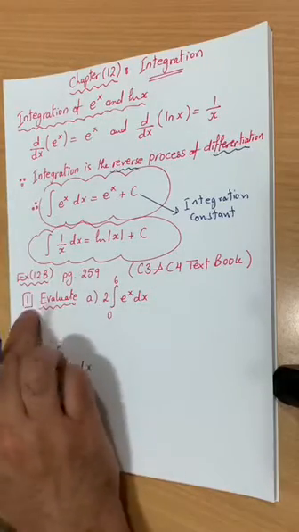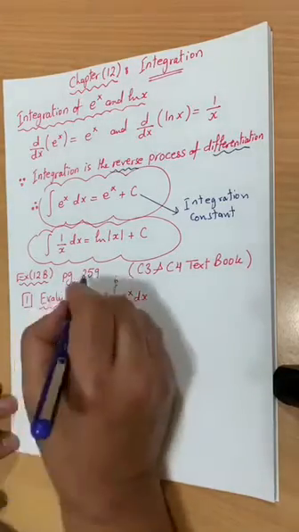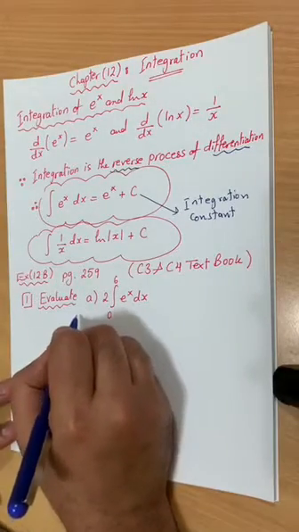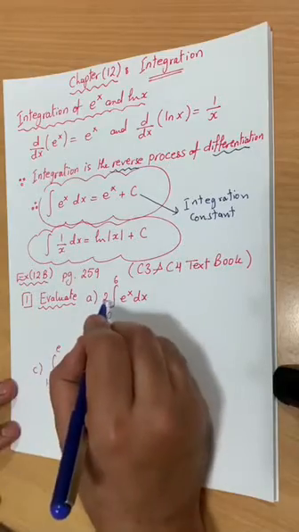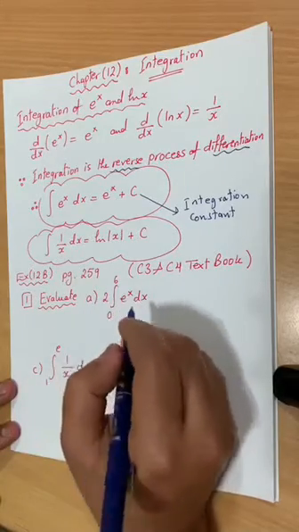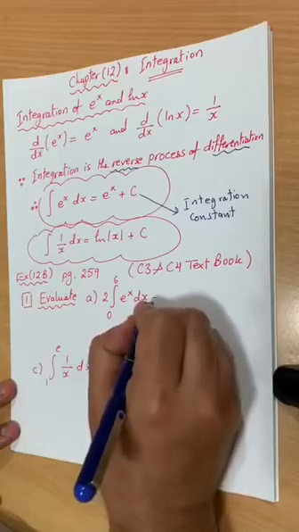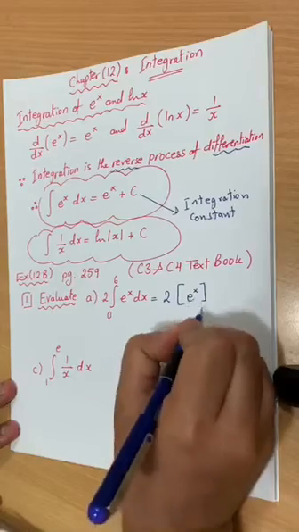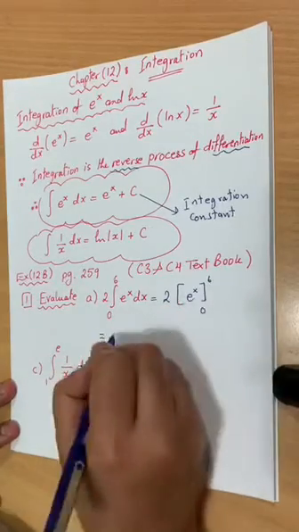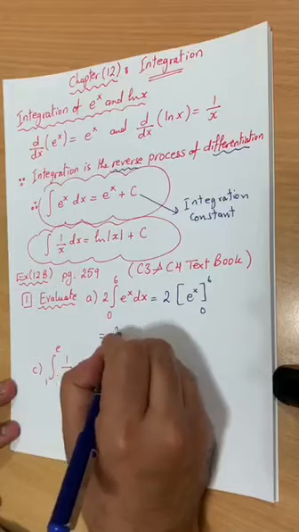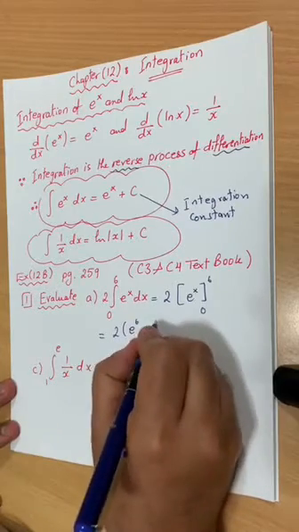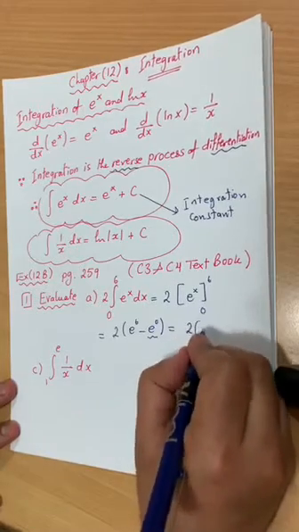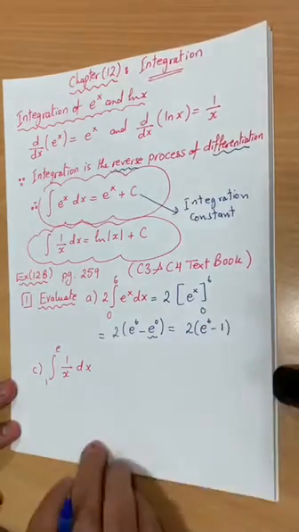So let's start with the first question, exercise 12b in the textbook, page 259. Question number 1. The question asks you to evaluate. Evaluate means to find the value of 2 integration from 0 to 6 of e power of x dx. So simply, keep the 2 as it is, and integration of e^x will be the same thing, e power of x from 0 to 6. Once you have to replace 6 and once you have to replace 0. So 2 times e power of 6 minus e power of 0. Any base to the power of 0 is equal to 1. So the answer is 2 times e power of 6 minus 1.